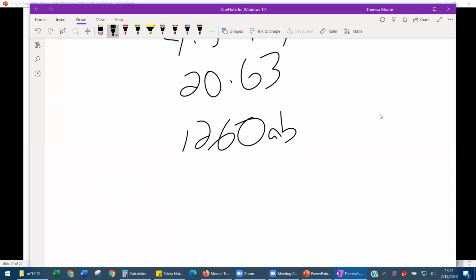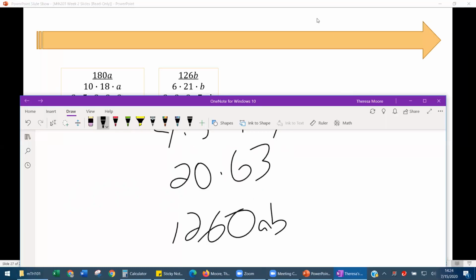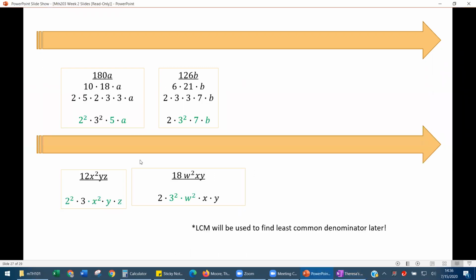So the least common multiple between, what was it? Oh, hold on one second. Okay, so the least common multiple of 180A and 126B is 1,260AB. And we can do the same down here. So let's look at these.